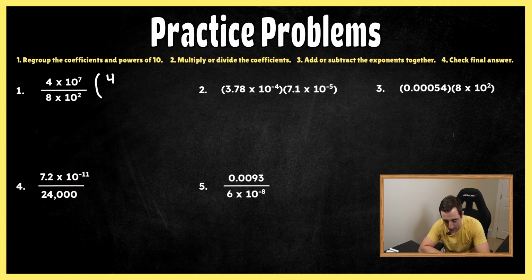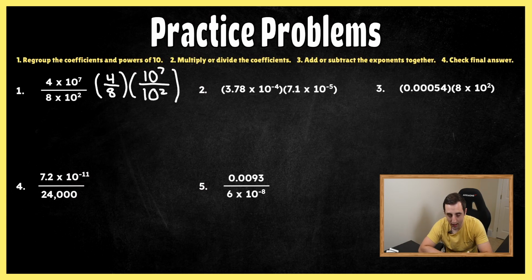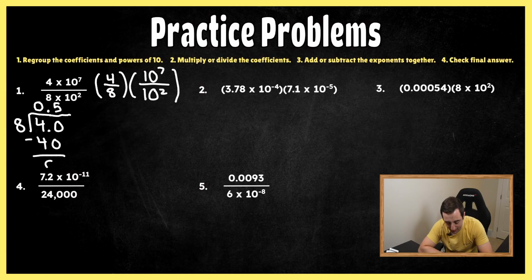So 4 over 8, and then we have in our other parenthesis 10 to the 7th over 10 to the 2nd. Now we can go ahead and divide our coefficients. So let's do 4 on the inside, 8 on the outside. 8 doesn't fit into 4 at all, so we just need to extend this by putting a decimal point and a 0. We move that decimal point up into our quotient. 8 did not fit into 4 at all, so we put a 0 there, but 8 fits into 40 5 times perfectly. So if we subtract 40 here, we get a remainder of 0.